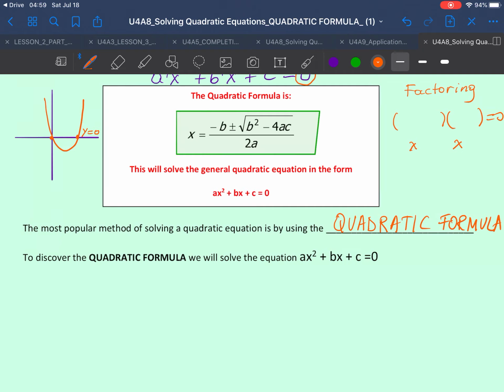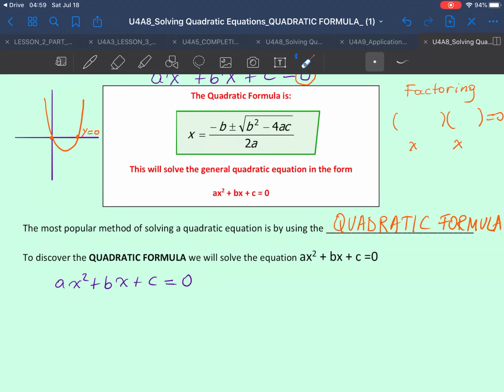I'm going to rewrite the equation as is first. So we have ax squared plus bx plus c equals 0. Remember, we are solving an equation, which means that we have a few freedoms in here. We can take terms from one side to the other. We can multiply, divide, add, subtract to this equation. As long as we do the same thing to both sides of the equation, then we are fine. So we're not changing the equation itself.